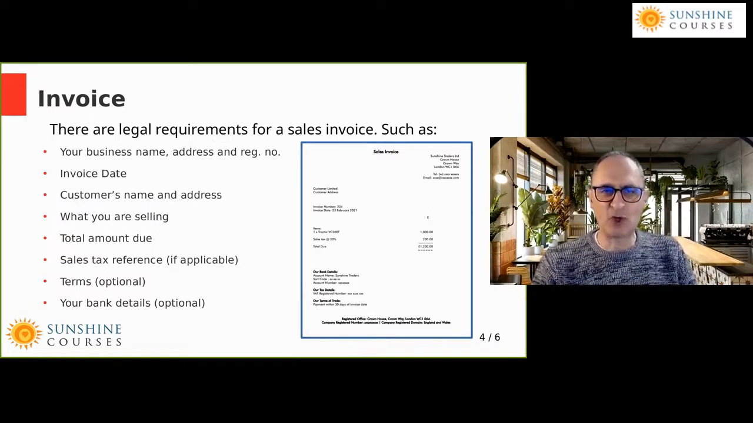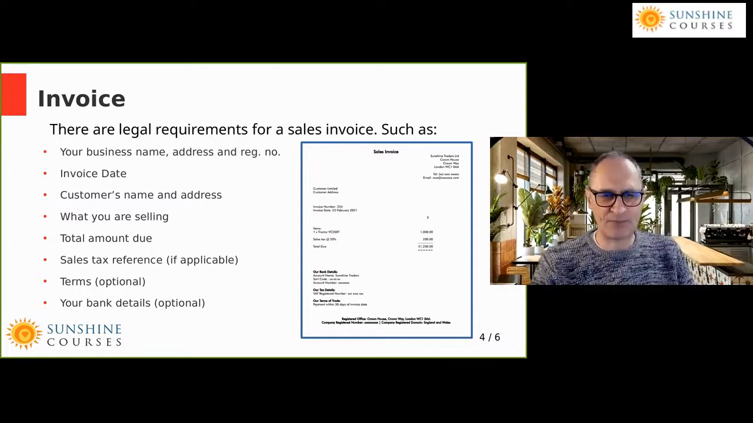You don't have to, but it's optional, very good practice to put the terms of trading. So if, for example, you need cash on invoice or cash on delivery, payment on delivery, put that in the terms. Typically, people give 30 days credit. And if that's what you're doing for your customer, put in the terms: 30-day payment due, payment within 30 days of the invoice date, for example, or whatever your terms are. And you don't have to put your bank details, but it's a really good idea. You want to make it as easy as possible for people to pay you. So just a good idea.